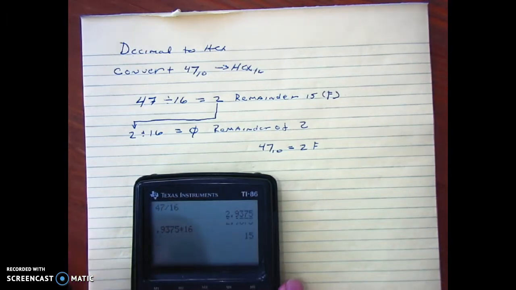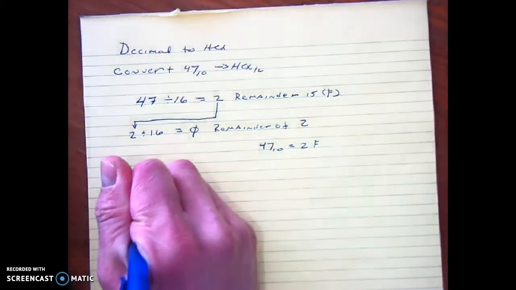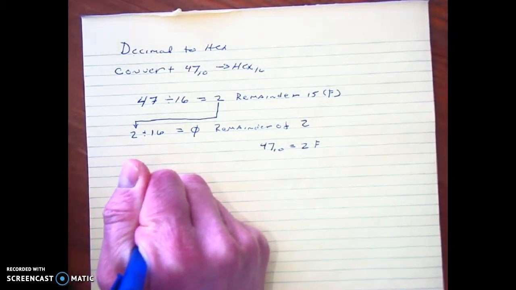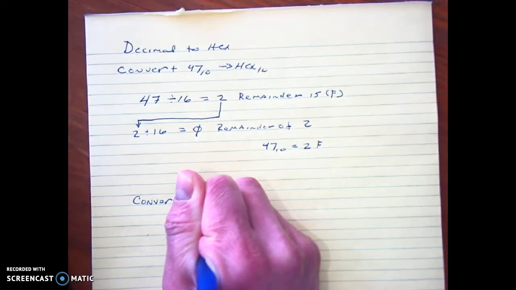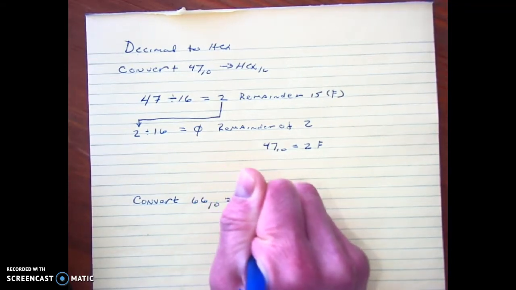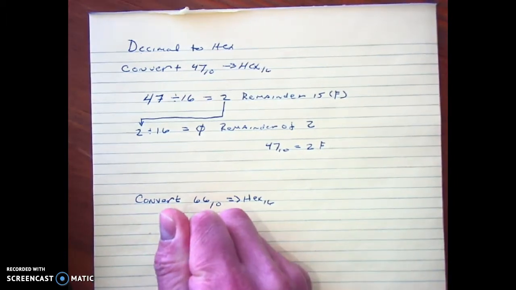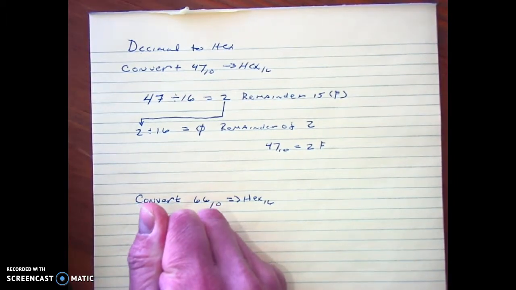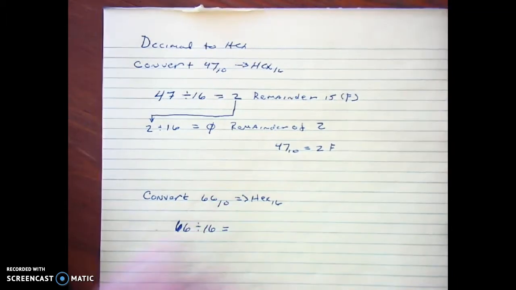So that explains one way of actually doing this. So let's do another one. Let's convert 66 base 10 decimal to hex, base 16. So we do 66. What are we dividing it by? 16. 66 divided by 16.